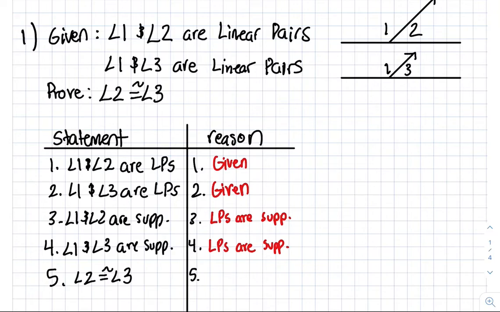Now, why can we say angle 2 and angle 3 are congruent? This was from your guys' notes from today, 9/29, September 29th. Since 1 and 2 are supplementary, and 1 and 3 are supplementary, then 2 and 3 must be congruent to each other, and that is the congruent supplement theorem. The congruent supplement theorem. Okay?